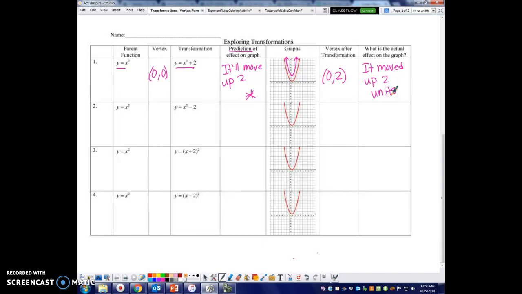Okay? So that's what you're going to do for the rest of the graphs. Be sure you do all steps. Vertex. What do you think will happen? Draw the graph. Where's the new vertex? What really happened? Okay? All this must be filled in when you turn it in to get credit.